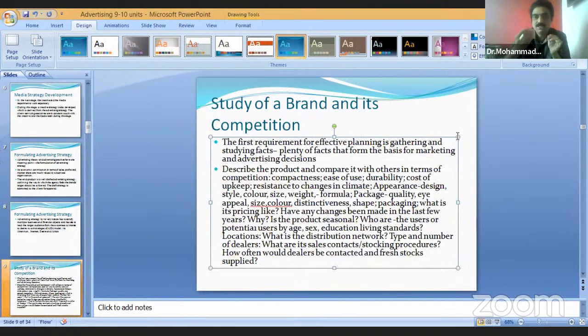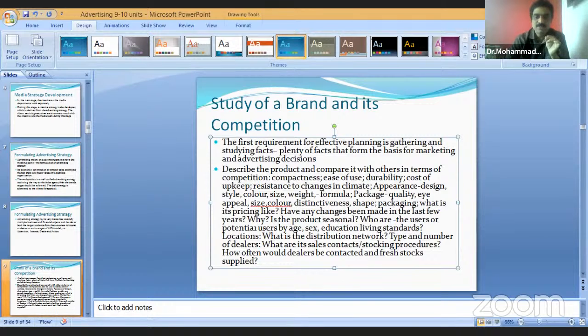So, the study of a brand and its competition. The first requirement for effective planning is gathering and studying the facts, plenty of facts that form the basis for marketing and advertising decisions. Describe the product and compare it with others in terms of competition, compactness, ease of use, durability, cost of upkeep, resistance to changes in climate, appearance, design, style, color, size, weight, formula, package, quality, eye appeal, distinctiveness, shape, packaging.